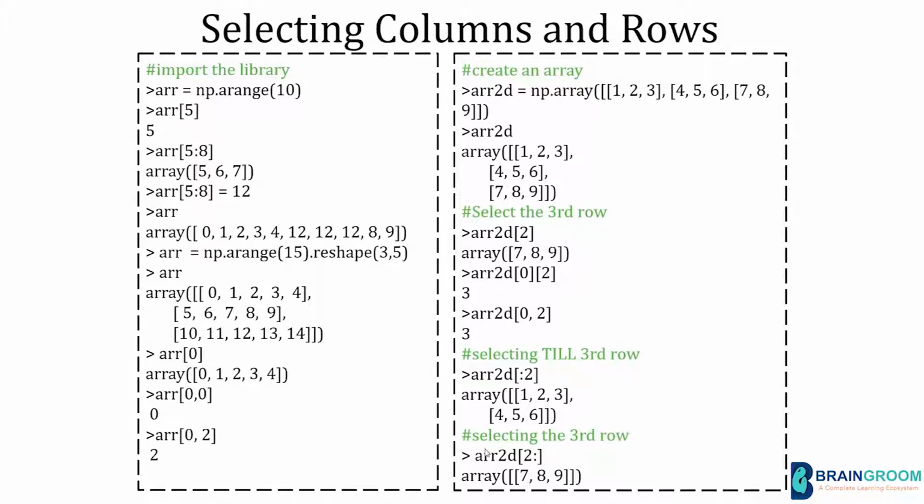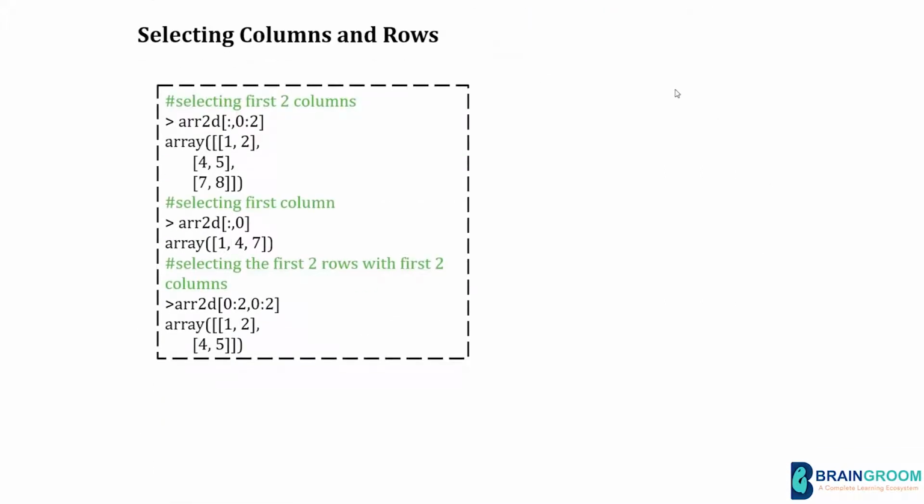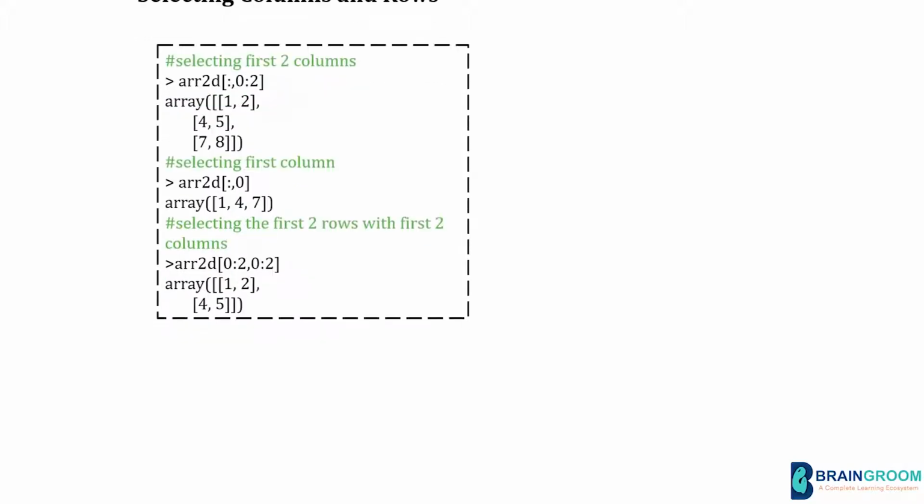Also we can print till the second row or third row. We use :2, which means up to the third row. 2: means from the second row onwards it is going to print. And also we can select a particular column or a particular row.